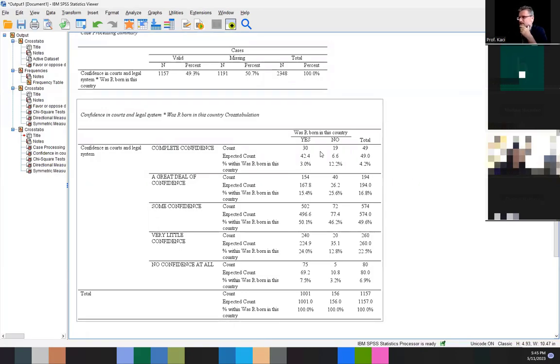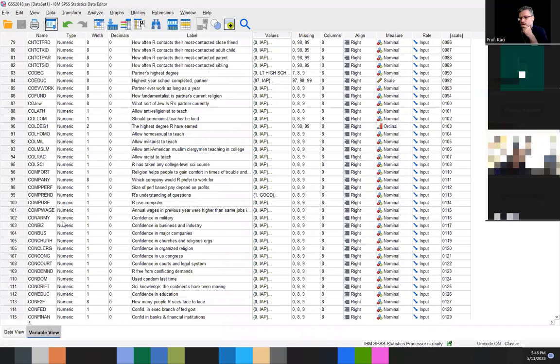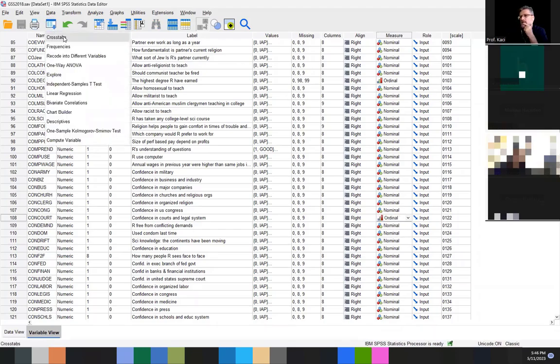So let's look at this. Was respondent born in this country? Yes or no? Again, now confidence in court and legal system is a variable with more than two groups, and this is actually an ordinal variable. Let me see if I have changed this. Oh, no, I haven't changed it. Let's change it to ordinal, and let me do it again.